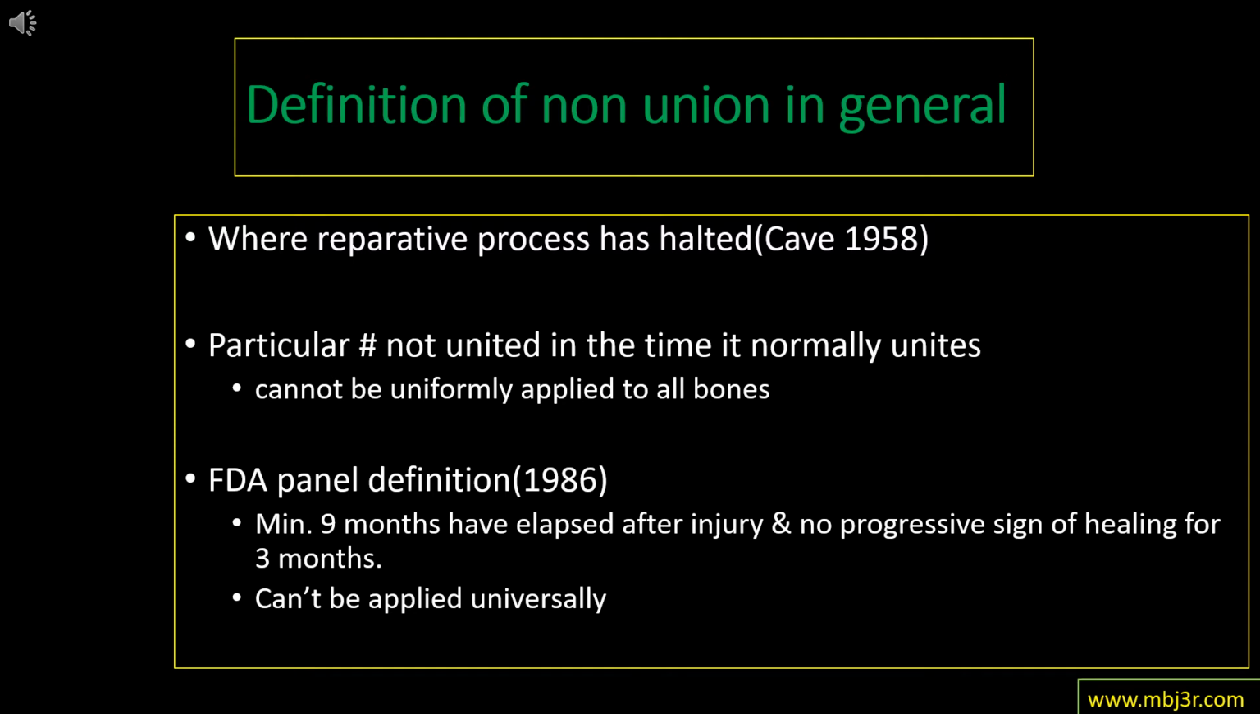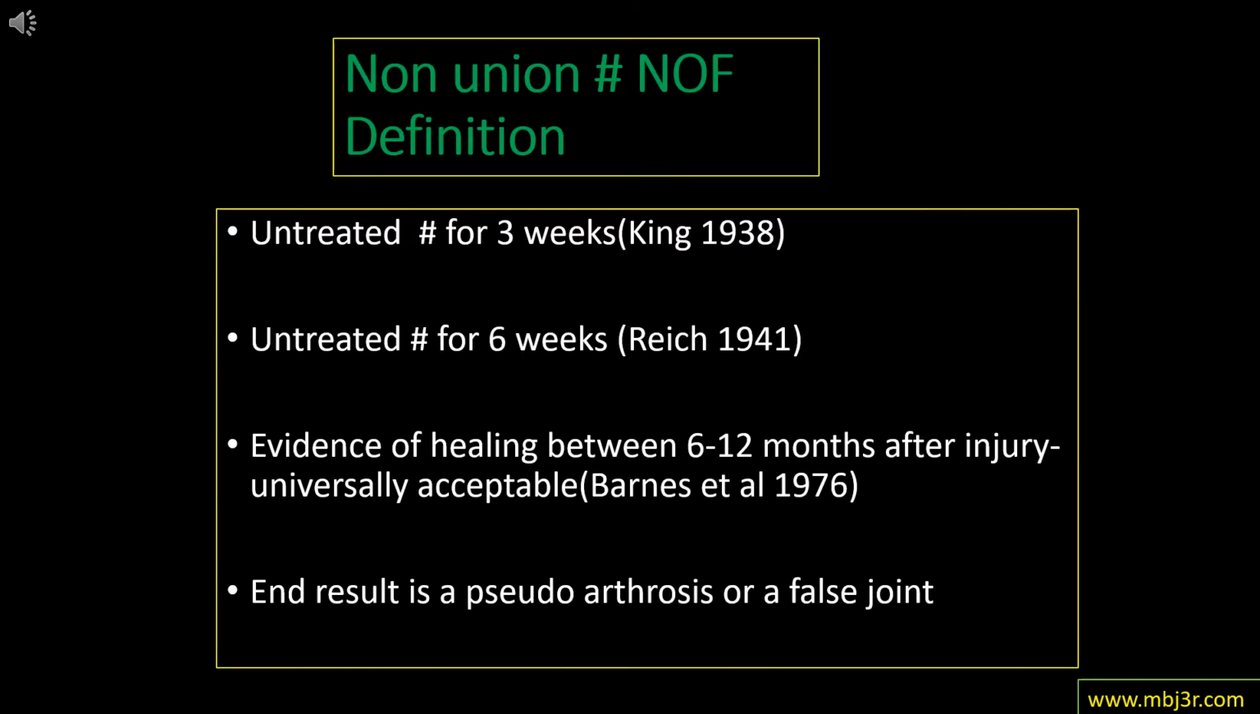But this also cannot be applied universally to all fractures. There are some other definitions for non-union of the neck of femur: untreated fracture for 3 weeks, or untreated fracture for 6 weeks, or no evidence of healing between 6 to 12 months after injury, universally acceptable, and it was defined by Burns et al. in 1976. The end result of all these fractures is pseudoarthrosis, or a false joint formation at the fracture site.